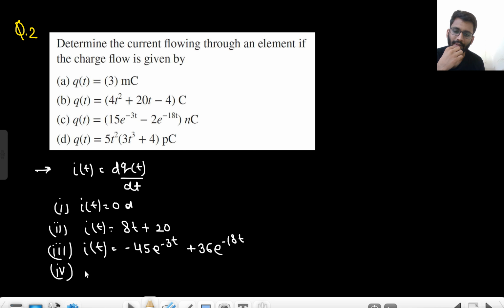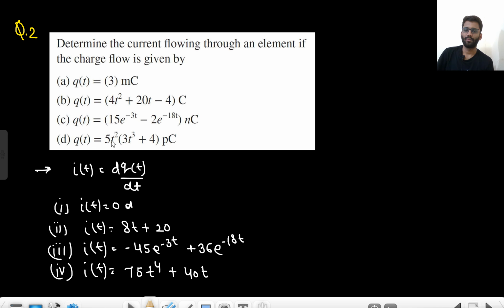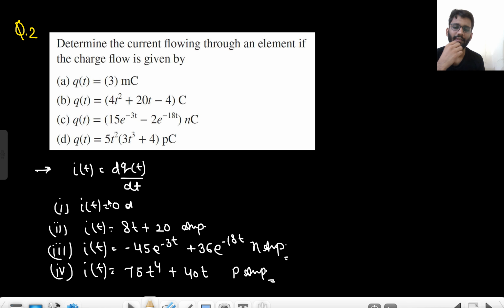Fourth, differentiation of this, we can write 15 t to the power 5, so 75 t to the power 4 plus 40t. I hope I did the right calculation. 15 times 5 is 75, yes. Now the units: this is 0 ampere, 0 milliampere, whatever it is. This will be ampere. This will be nano ampere, because here we have nano coulomb, and this will be pico ampere, right?